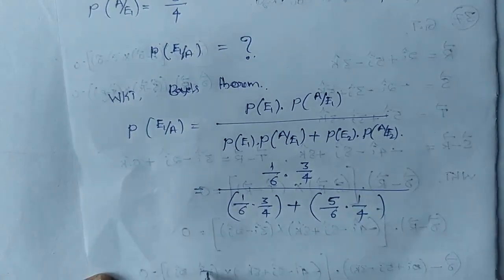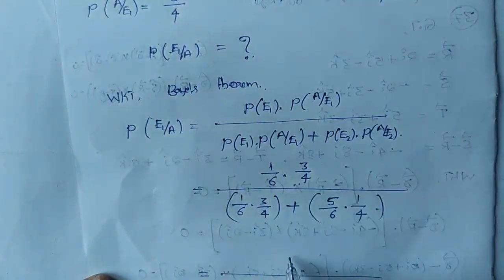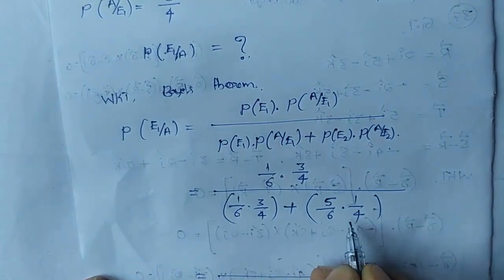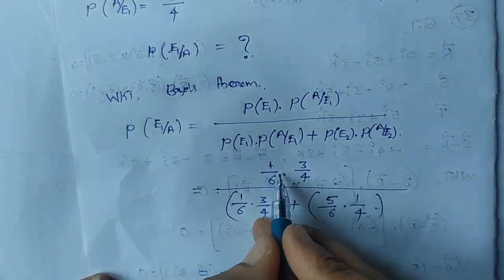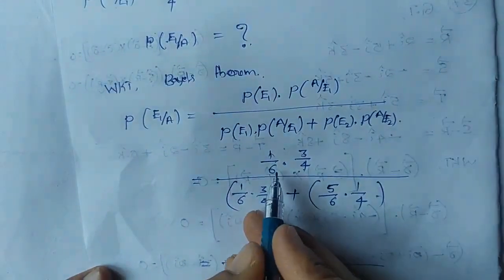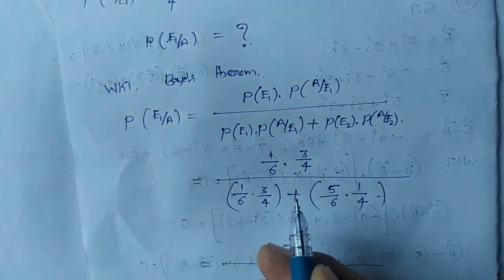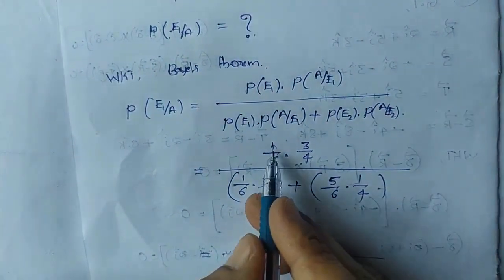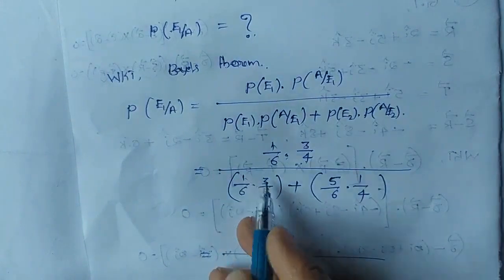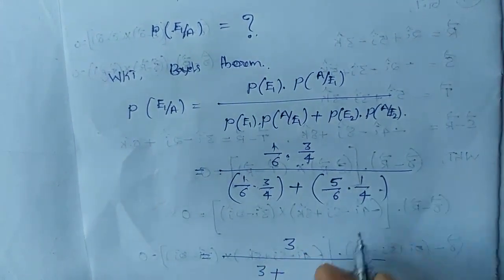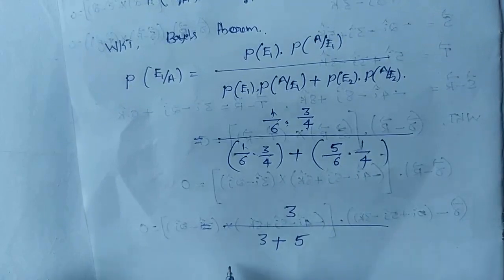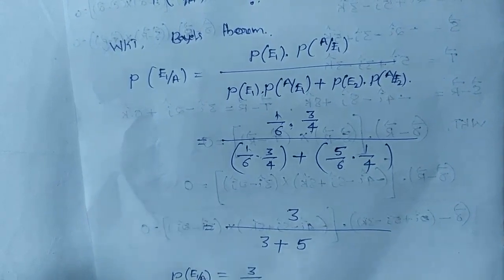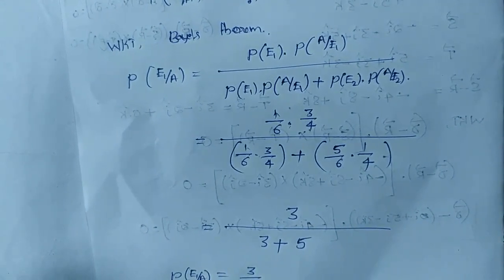LCM of numerator is 6 into 4 is 24, LCM of denominator is 6 into 4, 24. I am just directly writing that 1 into 3 is 3. It can be understood that the numerator of the LCM and the denominator of the LCM will get cancelled, so I am just writing directly 1 into 3 is 3, plus 5 into 1 is 5. Therefore, 3 divided by 8 is P of E1 by A. Hence, it is the solution for this question.